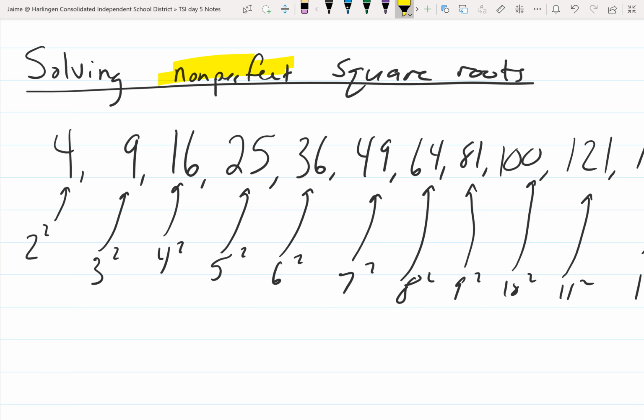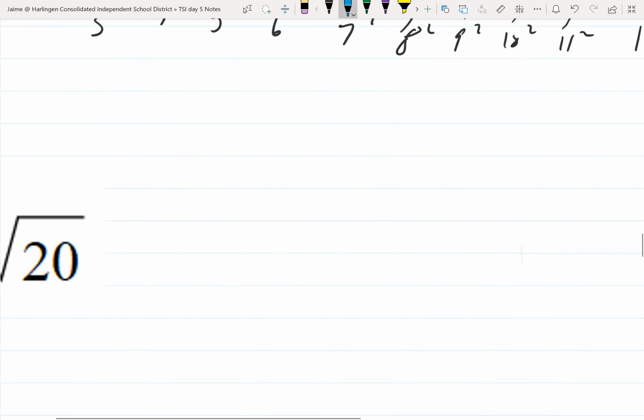They help you solve non-perfect square roots by using the perfect square root numbers. Let me show you how. Three examples, okay? It seems a little confusing at first, but then it's like, oh, it's easy after you get it. So let's look at this.